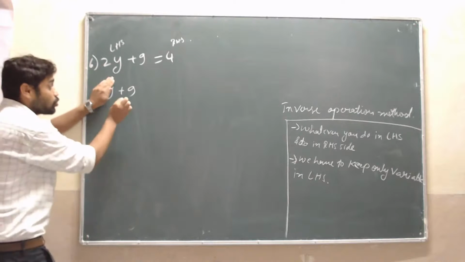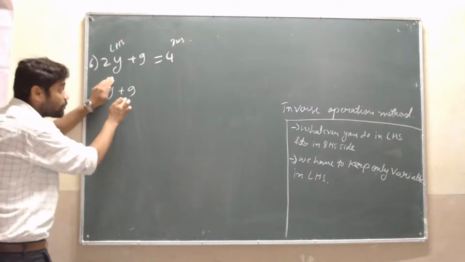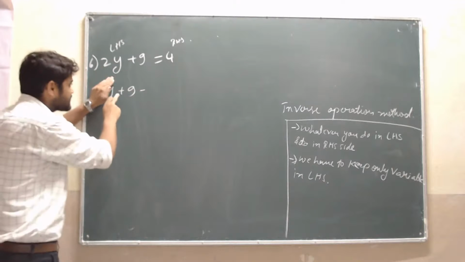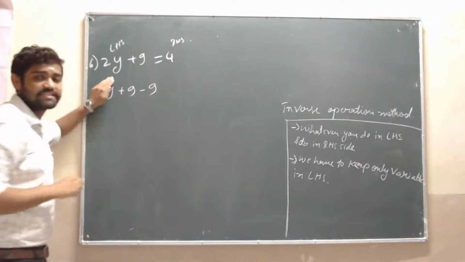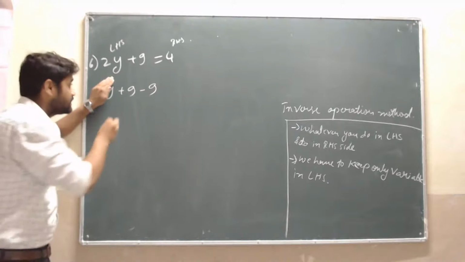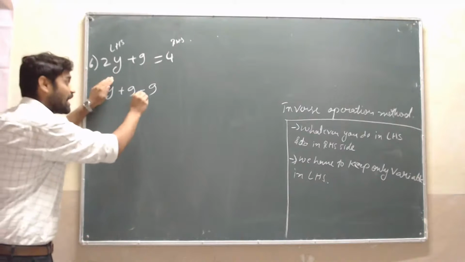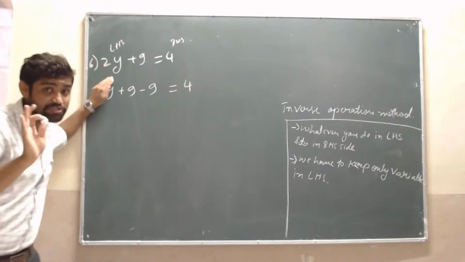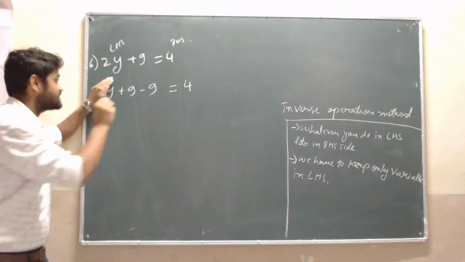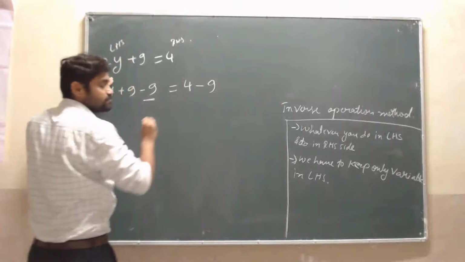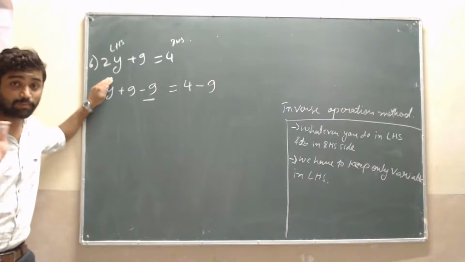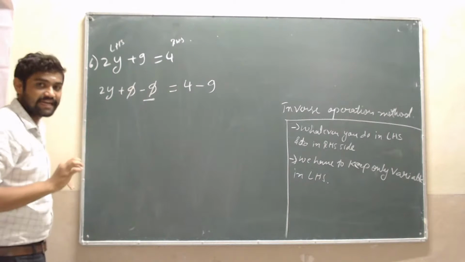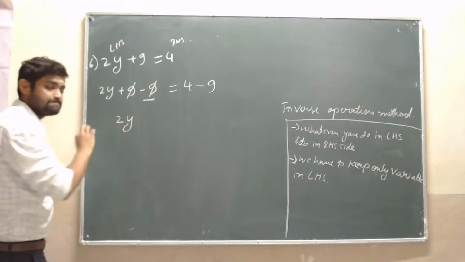So to remove plus 9 here on the LHS side, what do we have to do? Take the opposite sign: plus becomes minus, the number will be the same, minus 9. That is, plus 9 is on the LHS side, so I have taken minus 9. And 4 is here. We should not cheat. Minus 9 on both sides, equal for both. Then plus 9 and minus 9 get cancelled and only 2y remains.